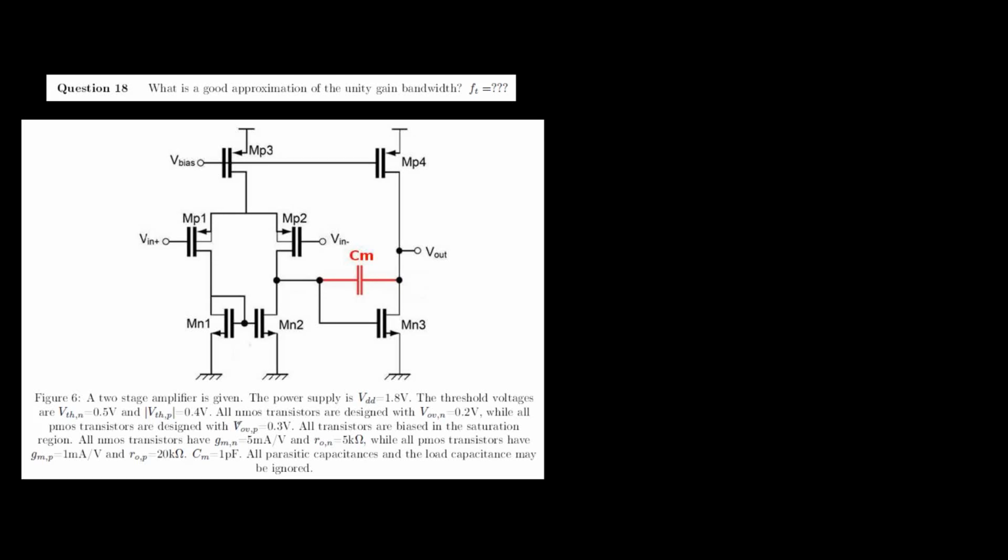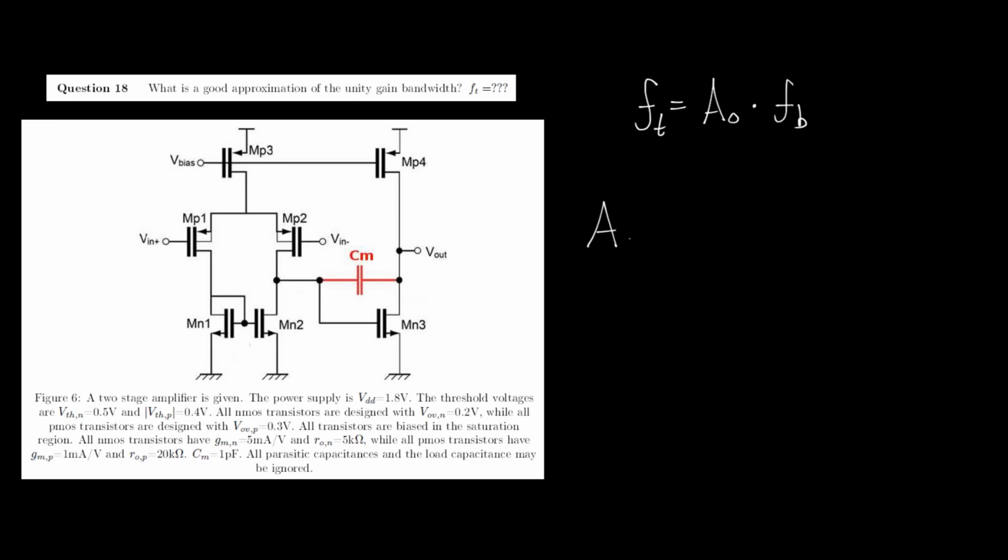This video will discuss the solution to question 18, which goes as follows. What is a good approximation of the unity gain bandwidth? To find Ft, we can use the following approximate relation. Ft is A0 times Fb, where A0 is the DC gain of the amplifier and Fb is the negative 3 dB bandwidth frequency of the amplifier.